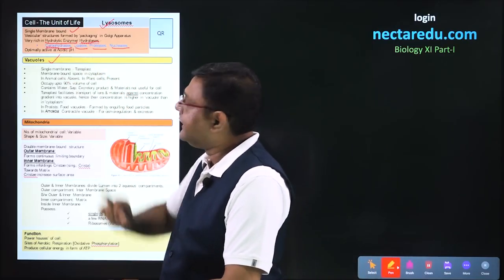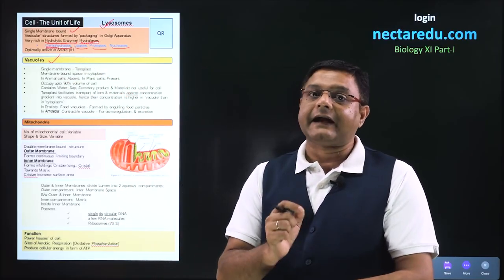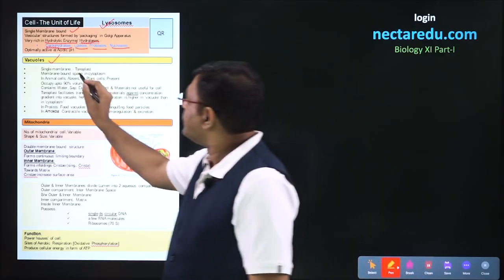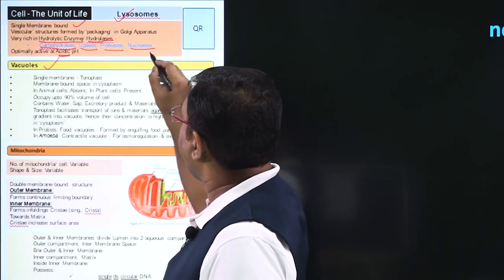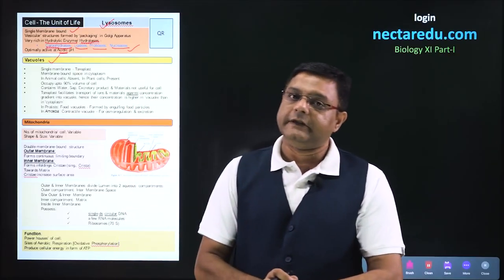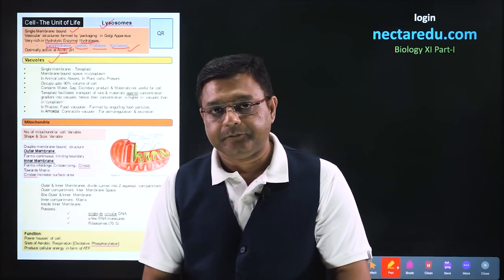All these hydrolytic enzymes are active at acidic pH. So acidic pH is required for optimal activity of these particular hydrolases.